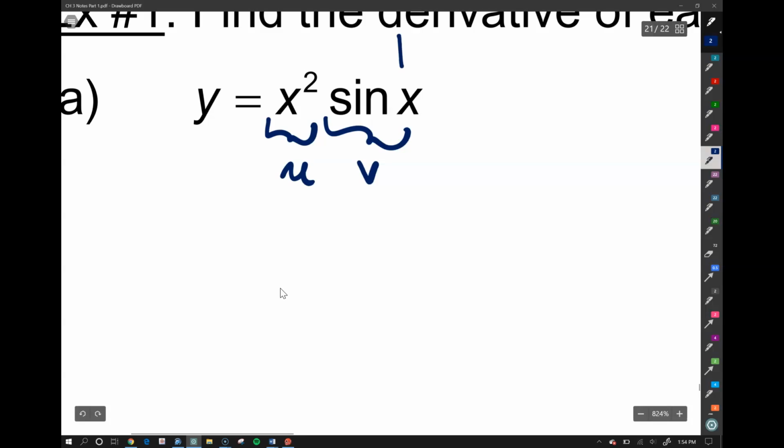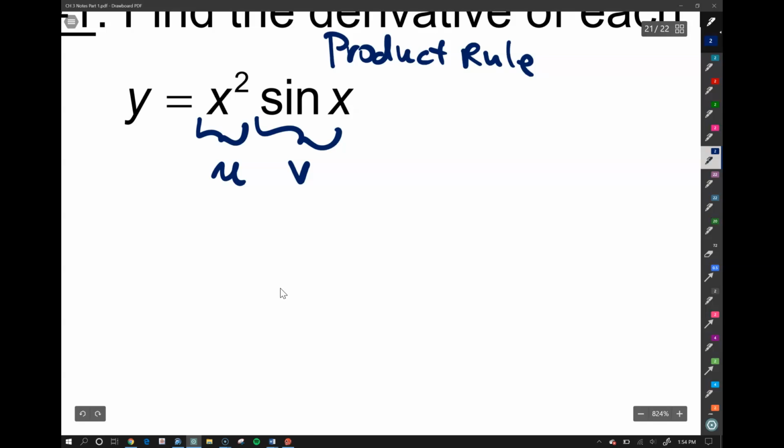If you remember, product rule: u dv plus v du. Little primes are the derivative. So you take the first function times the derivative of the second and add the product of the second function times the derivative of the first. What I normally do is literally write it out so I don't confuse myself, so it's as easy as possible and I can just plug in and go.